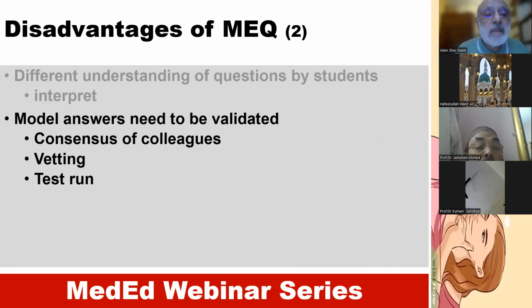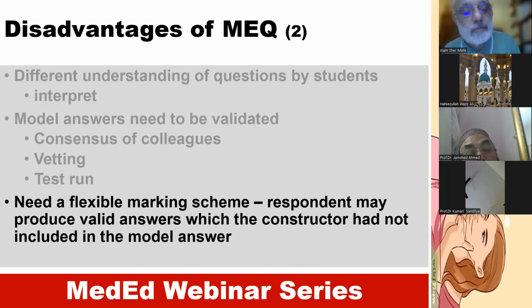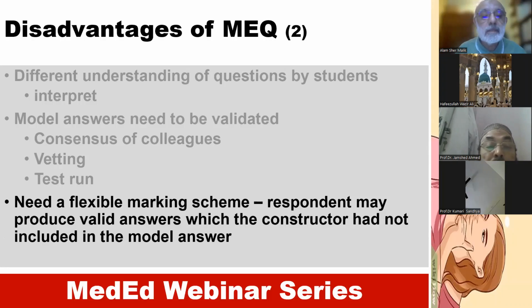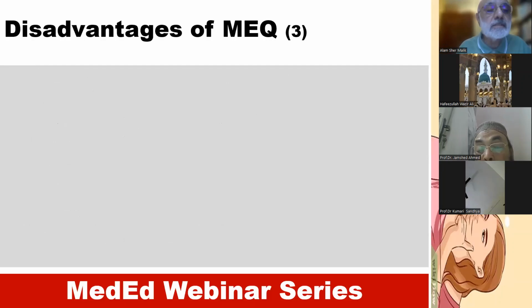Similarly, lecturers have to produce the model answers, and these answers need to be validated, whether they discuss with their colleagues, and sometimes we have to vet the answers or test run these questions. The marking scheme needs to be flexible, because sometimes students may give an answer which is appropriate, but that has not been included in the model answer. So there should be flexibility to accept the right answers.